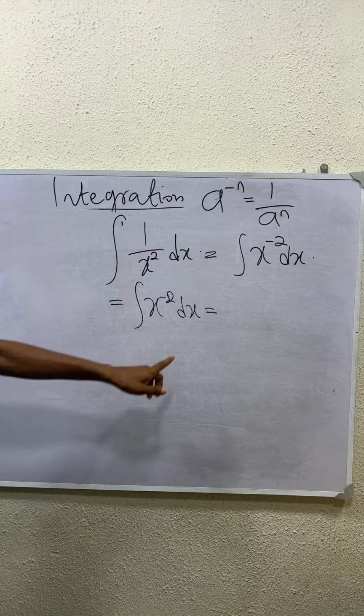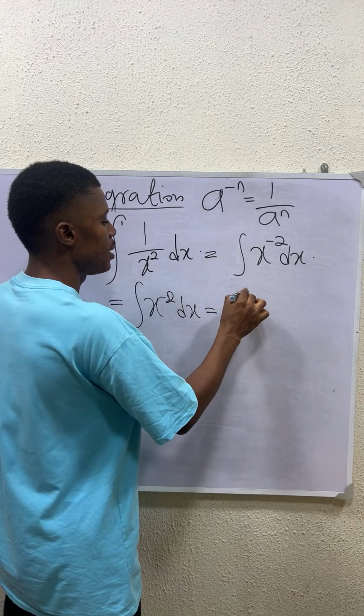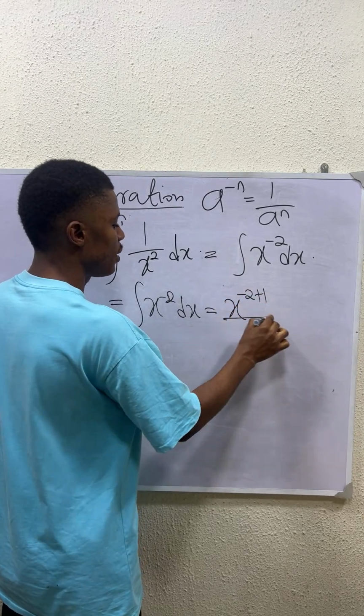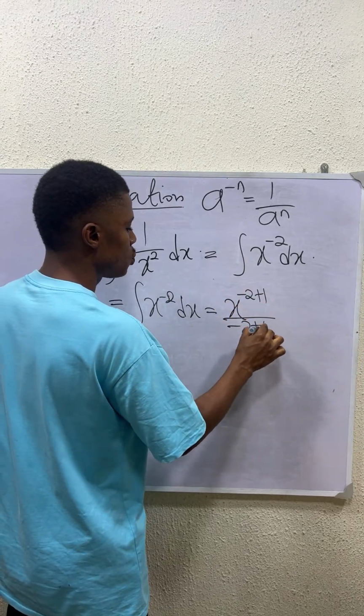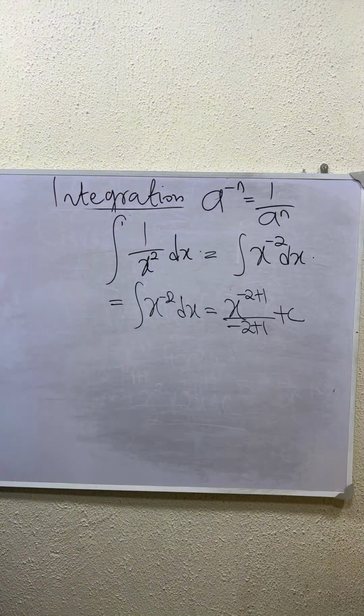So what do you need? You need to increase the power by 1. So I have x to the power of minus 2 plus 1, divided by minus 2 plus 1, plus c. Remember, Sam Joy, to add your c. Okay, you added the c. You are doing well. So you just have to add your c.